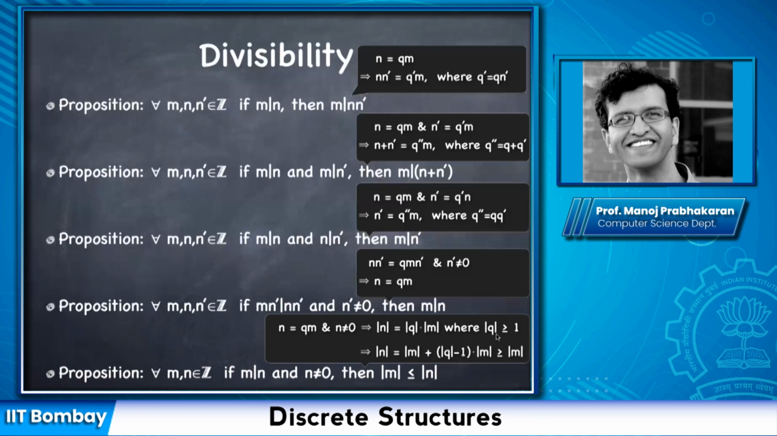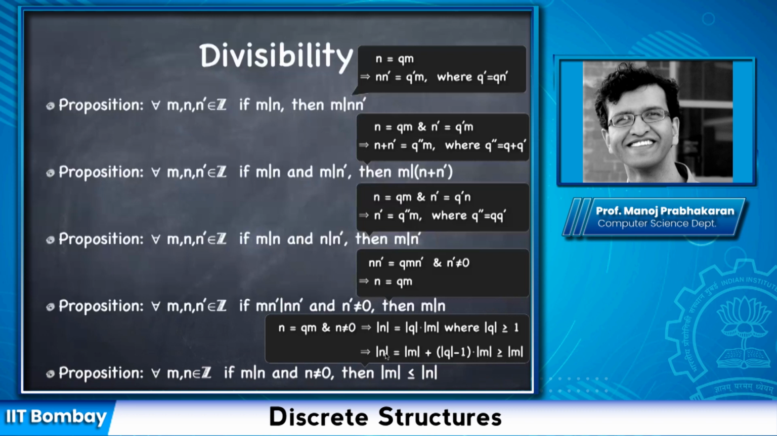If q equal to 1, the absolute value of q equal to 1, it could be 0, but otherwise it is positive. So in any case, it is non-negative. So this quantity here, (absolute value of q minus 1) times m with absolute values, that's a non-negative number. So this whole thing is the absolute value of m plus something non-negative, so it is greater than or equal to m.